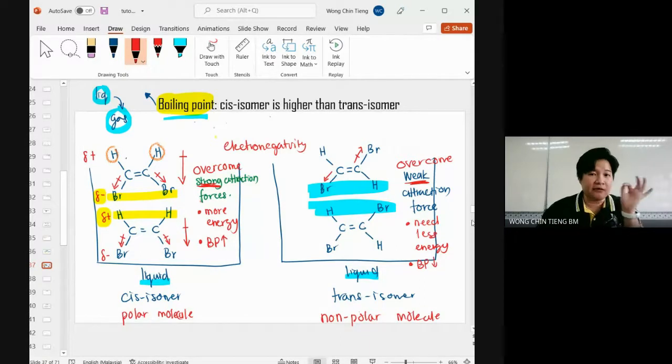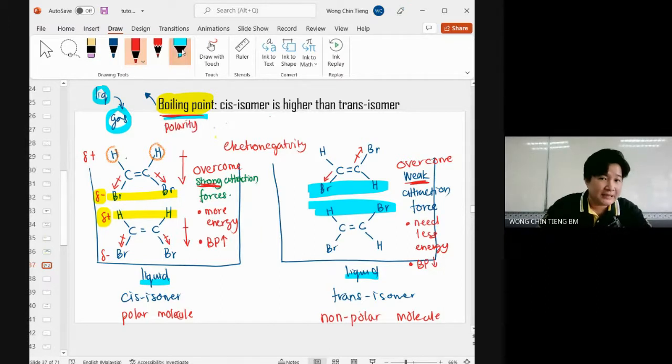Alright, kalau agree, the conclusion over here in boiling point, what do we discuss in boiling point is polarity. Sebab tu perkataan pertama yang Miss Wong letak adalah electronegativity. Okay? In the cis isomer, kenapa cis lebih tinggi? Because cis isomer is polar molecule. Kenapa trans isomer lagi rendah? Because it's a non-polar molecule.